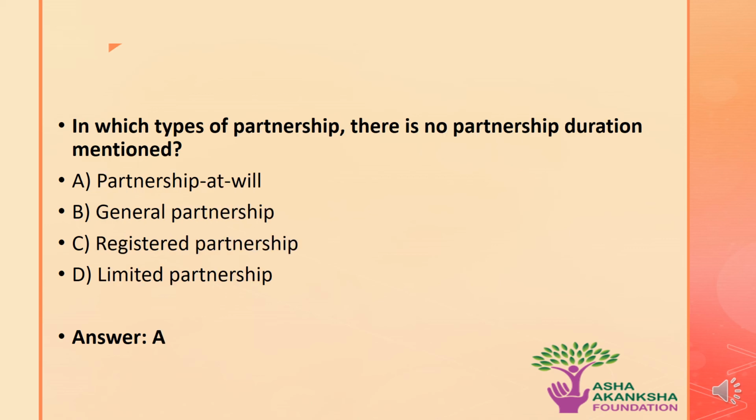Next question is: in which type of partnership is there no partnership duration mentioned? Options are A, partnership at will, B, general partnership, C, registered partnership, or D, limited partnership. The correct answer to this question is option A. That is, in partnership at will, there is no partnership duration mentioned in the agreement.